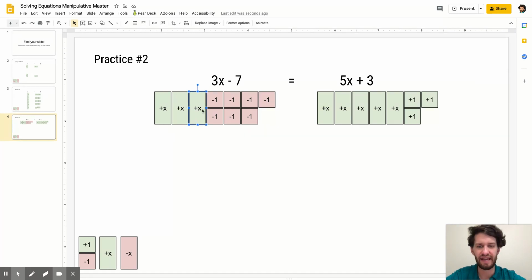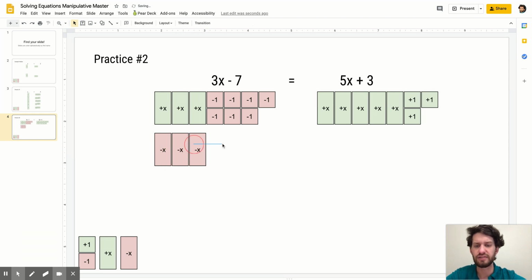Since I have positive x and positive x, in order to get some of the x's moved, I'm going to have to use my negative x token, right? Now, I could subtract 5 x's from both sides and get all my x's over here, or I could subtract 3 x's from both sides and get them all on the right side. I'm going to choose to subtract 3 x's because I want to deal with positive numbers, right? If I subtract the smaller number of x's, then I'll just have a positive number of x's left to deal with. So I'm going to subtract 1, 2, 3 x's.